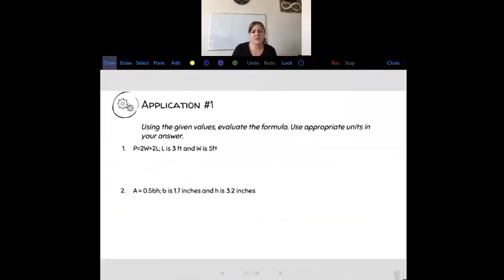Okay, so using expressions and applications. So use the given values, evaluate the formula, and make sure you use appropriate units. For example 1, P equals 2 times W plus 2 times L. If you remember, this is the perimeter formula for a rectangle. If L is 3 feet and W is 5 feet. So if L is 3 feet, we can plug 3 feet in for L. And if W is 5 feet, we can plug 5 feet in for W. So this becomes P equals 2 times 5 feet plus 2 times 3 feet.